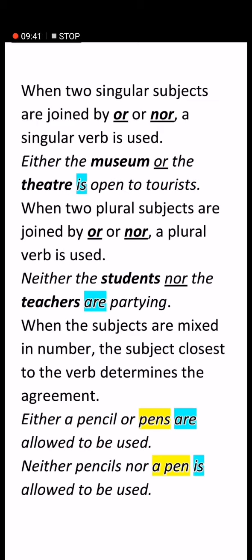When the subjects are mixed in number, the subject closest to the verb determines the agreement. So we say, either a pencil or pens are allowed to be used. Neither pencils nor a pen is allowed to be used.